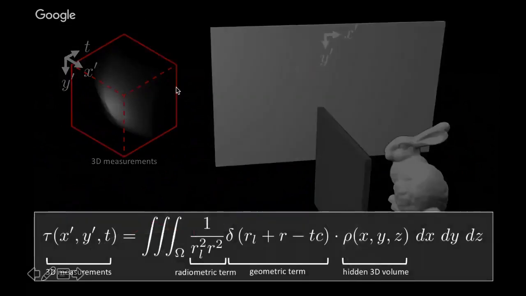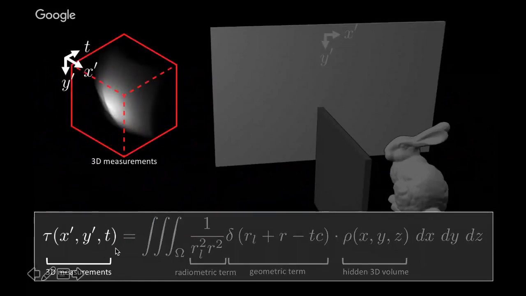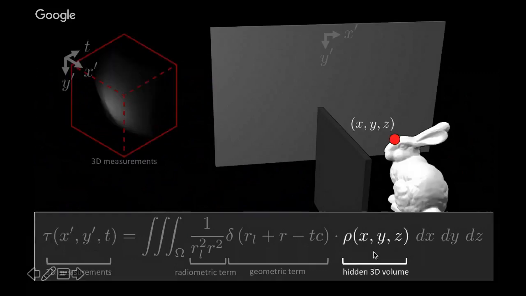Now, there's an image formation model associated with this volume, and I'll just go through it very, very briefly here. On the bottom left, we have a function tau, which represents our transient image. It represents light coming back at different points, x and y on the wall, and at different instances in time. And that's related to the geometry of the hidden volume within our scene. So the function rho here is a function of x, y, and z, representing the albedo at this particular location in space. So this is a volumetric representation of the 3D geometry hidden within the scene.